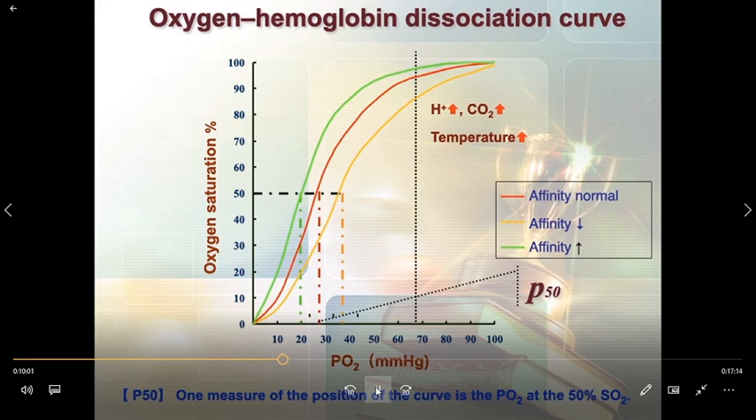And what can change the red curve to the yellow one or the green one? They're acidosis, hydrogen ion level, carbon dioxide level, and temperature. The increase of these three factors will cause the dissociation curve to change to the right direction, and the drop of these factors will cause the curve to change to the left direction.